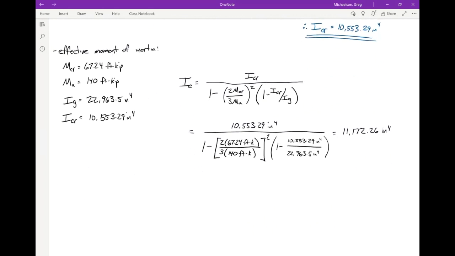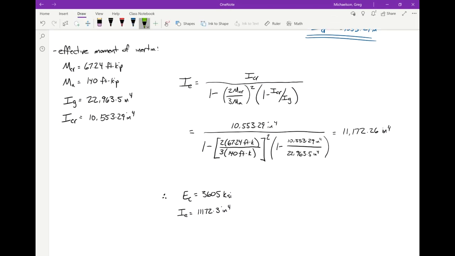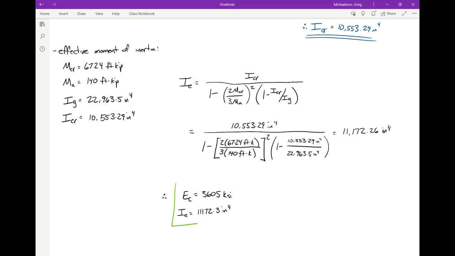So just to summarize, the problem asks for two quantities: EC, which we computed way early on in the problem, and it was 3605 KSI, and then IE, which was 11172, we'll say 0.3 inches to the fourth. Okay, that's the answer. All I'm concerned with today is your ability to compute those two quantities. Don't worry, we'll use them on Wednesday when we come back. But that's all I'm concerned with today.